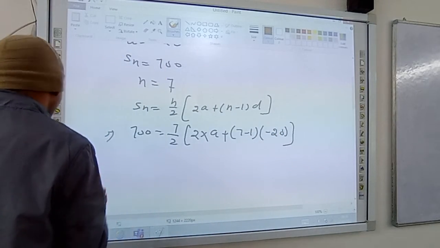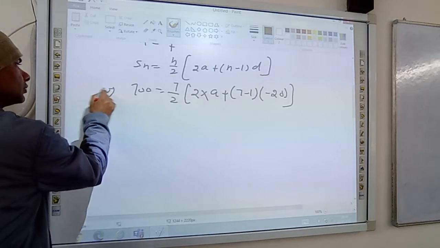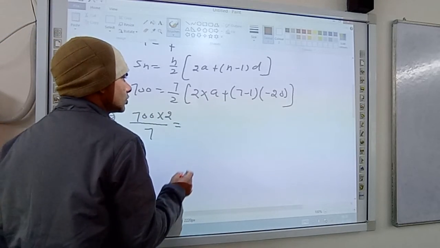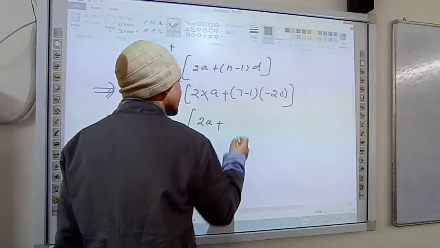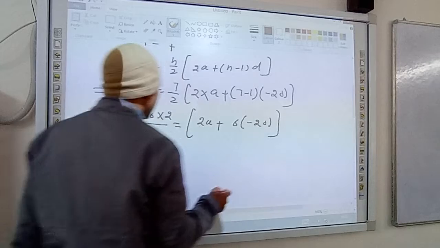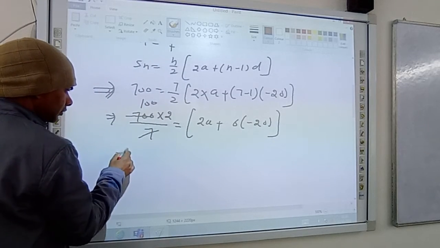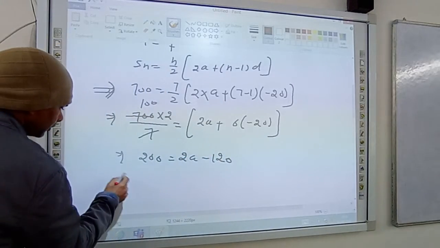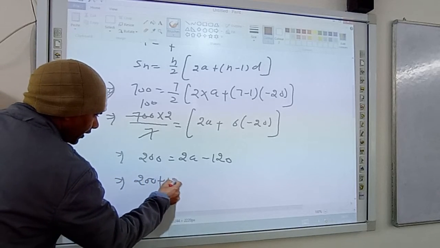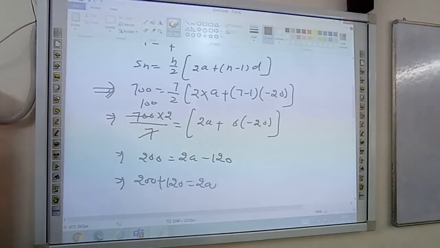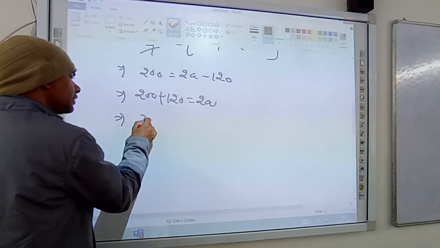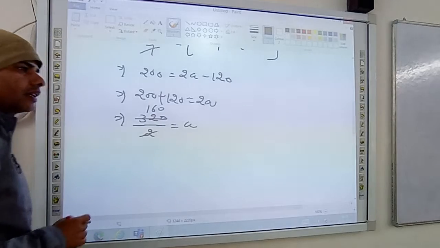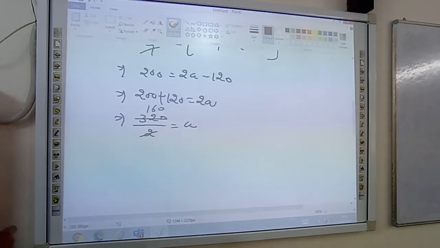200 equals 2a plus 6 into minus 20, so 2a minus 120. 200 plus 120 is equal to twice of a. 320 divided by 2, it becomes a equals 160. The value of first prize is rupees 160.